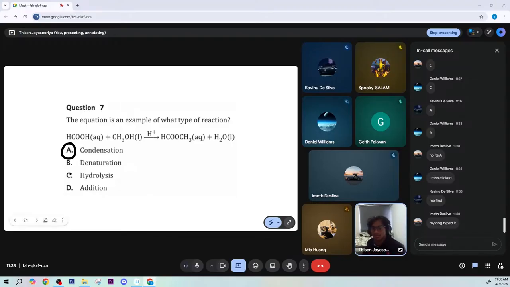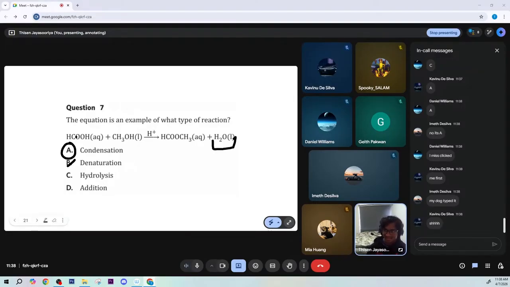But yeah, it's not B. We haven't even spoken about it. Denaturization is not a type of reaction. But here it produces water, right? And it's a condensation. So this one here is a condensation. If it was using water, it'd be a hydrolysis.